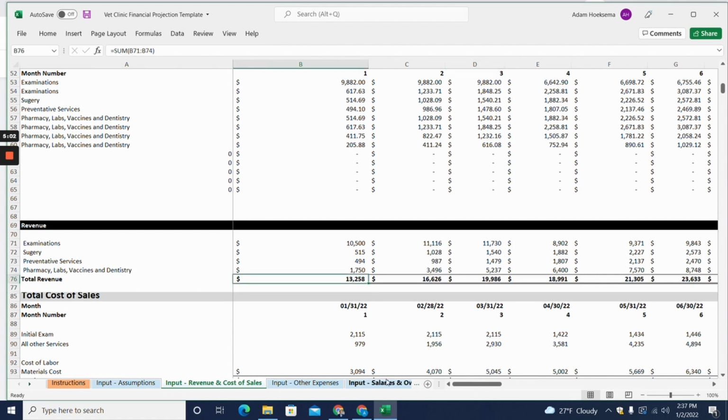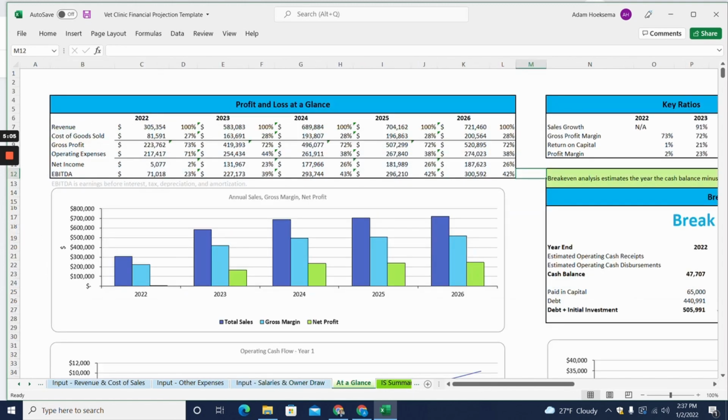When you add this up, I'll jump over here to our at a glance page. What you'll see is revenue in the first year, based on those assumptions, of $305,000. You wouldn't expect to get to full capacity right away. But by 2023, you're at $583,000 in revenue, and that's getting up to the level that one veterinarian is probably able to handle, about that much revenue in that range. So hopefully that's helpful.